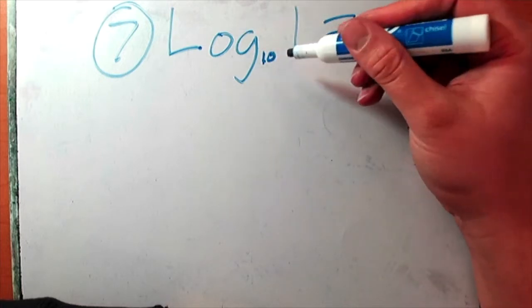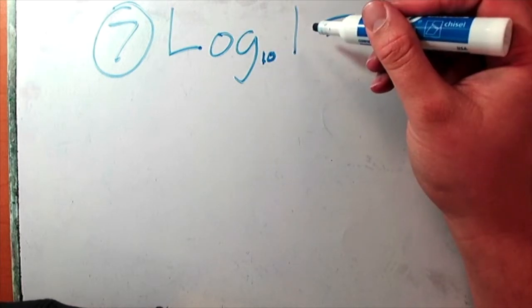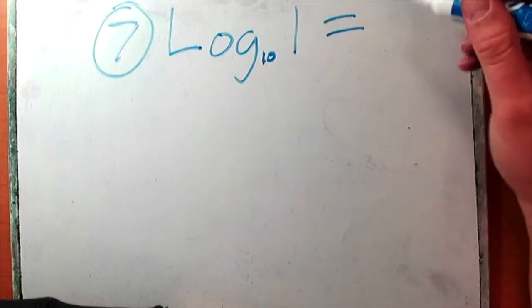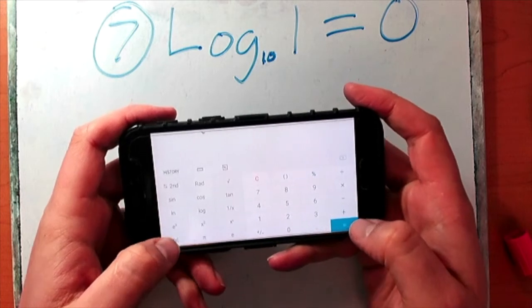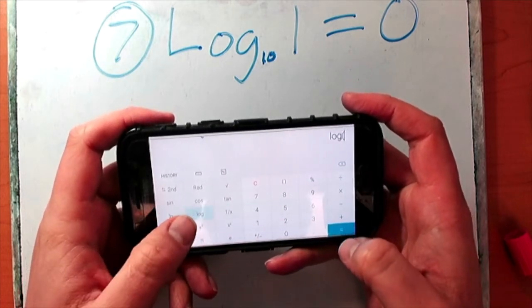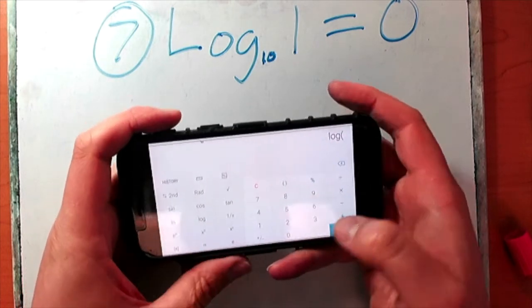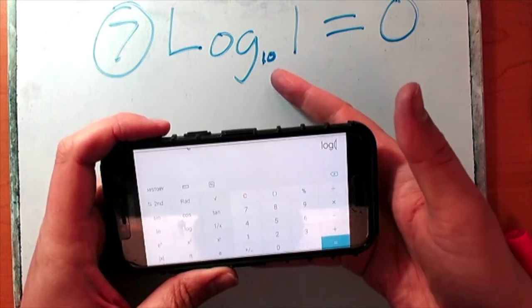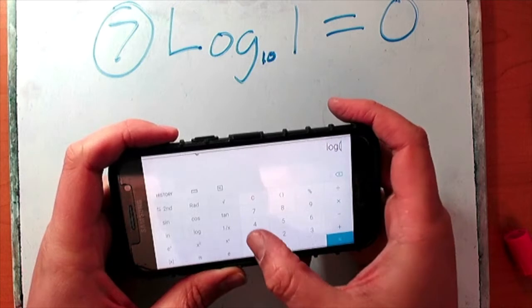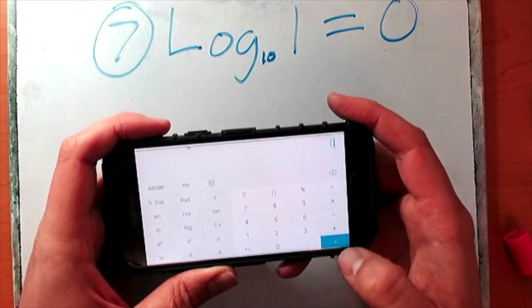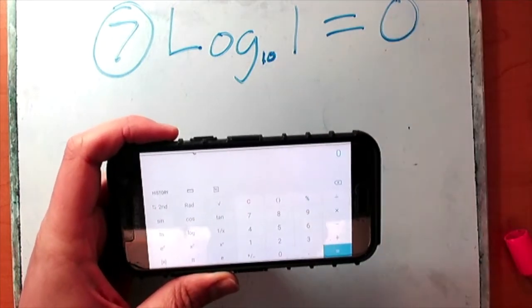Log to base 10 of 1. Now when I do this in my calculator, I get 0. That's kind of like a truism. And I will prove to you in a moment why that's the case. So first of all, let me kind of show this on the calculator. So I hit log on my calculator. Now, I don't have to write the base because that's implied whenever I don't see it. So log of 1 equals 0. So that is true in the calculator sense.